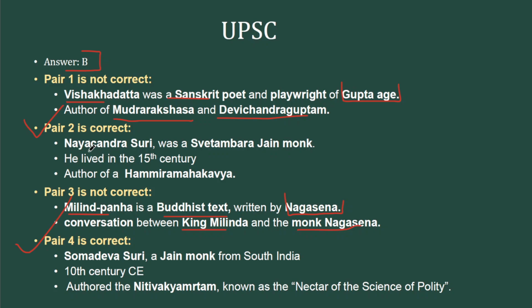The second option, Naya Chandra Suri, is a Svetambara Jain monk, and he is the author of Hammira Mahakavya, but the time period is much later, medieval period, 15th century. The last option, Somadeva Suri, wrote the book Nidhi Vakyamritam. It's known as the Nectar of the Science of Polity. That again is a 10th century text. So these 2 are factual pairs, something you can learn by heart. These 2 are straight out of NCERT, something that every aspirant should be aware of.